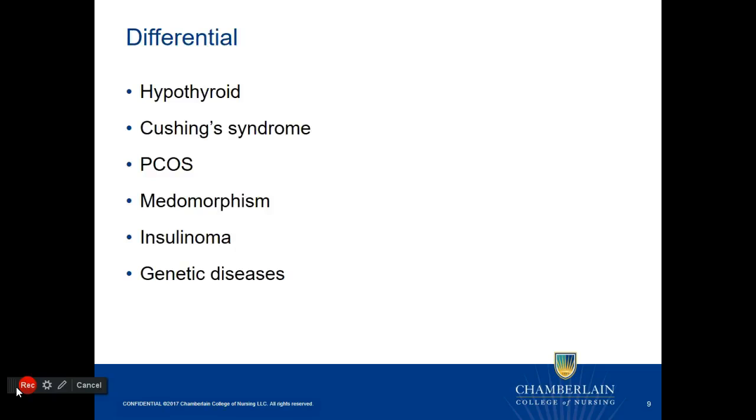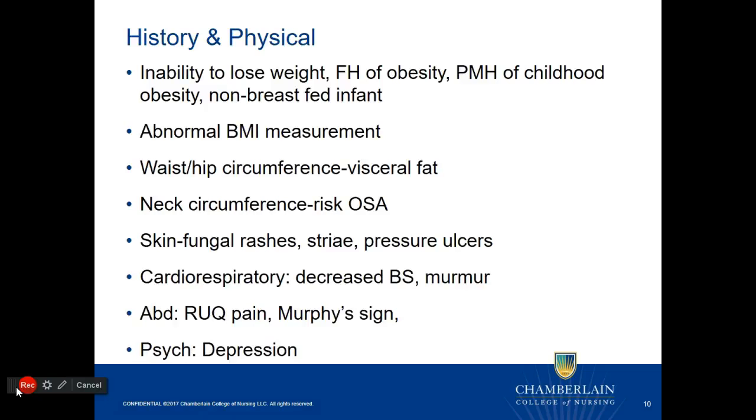Differential diagnoses of obesity include hypothyroidism, Cushing's syndrome, PCOS, mesomorphism such as bodybuilders and wrestlers, insulinoma, and genetic diseases such as Prader-Willi. History and physical.